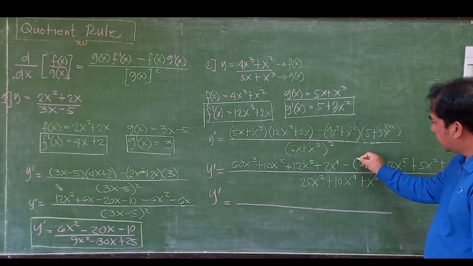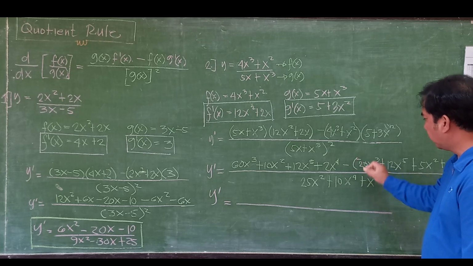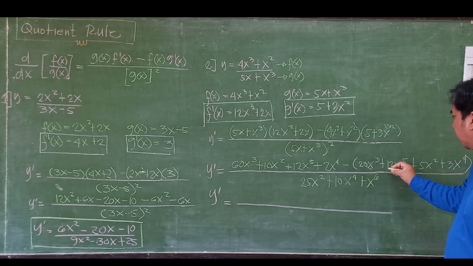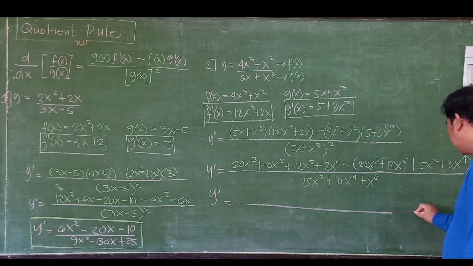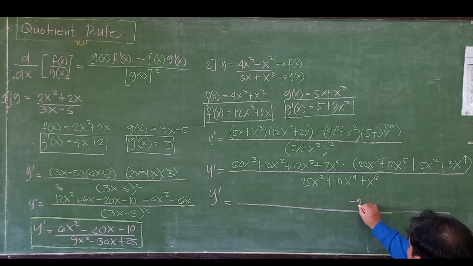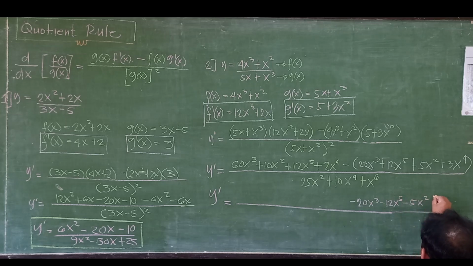So, this will be negative. This will be negative. We just try to write it down again. So, we have negative 20x raised to 3 minus 12x raised to 5 minus 5x raised to 2 minus 3x raised to 4.